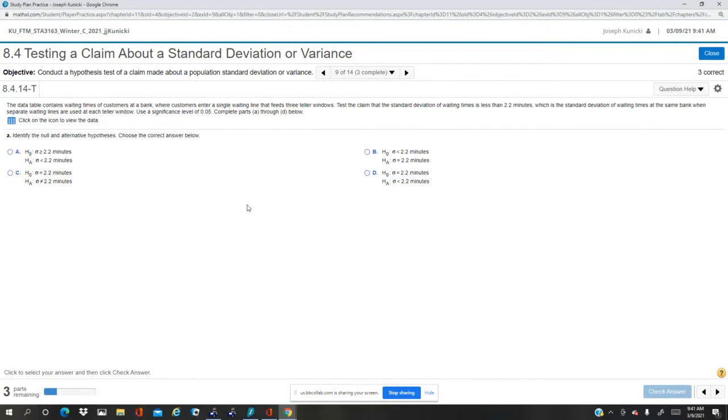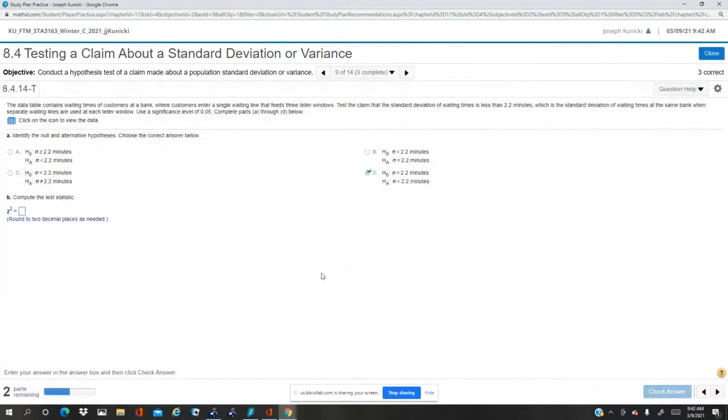So that's the claim, and that's going to be in the alternative because it says sigma is less than 2.2. It's a left-tailed test. So the null is sigma equals 2.2. You can eliminate A and B because they don't have equals in the null hypothesis. C is for a two-tailed test, and the left-tailed is in D. So D has to be our choice.